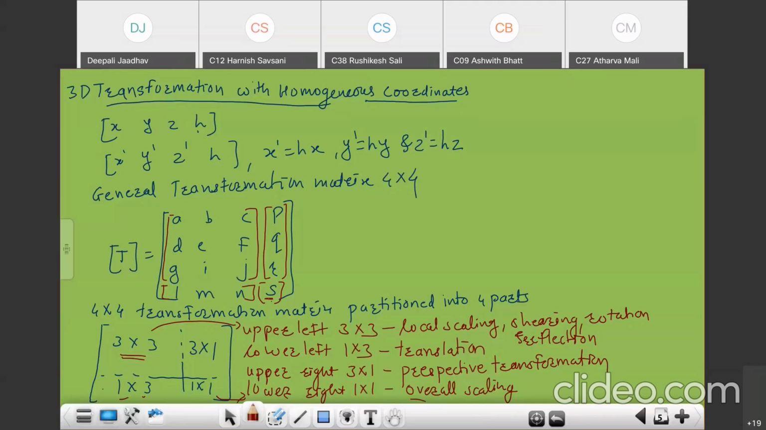Clear? So local scaling means we can change the values of X, Y, and Z, not necessarily equal. But overall scaling means directly doubling or tripling the size of the object, or minimizing it with 1/2, 1/3, or any value. The entire object is scaled, either expanded or compressed. That is overall scaling, and this 1 by 1 lower right matrix is used for it. This general 4 by 4 transformation matrix is used for 3D transformation.